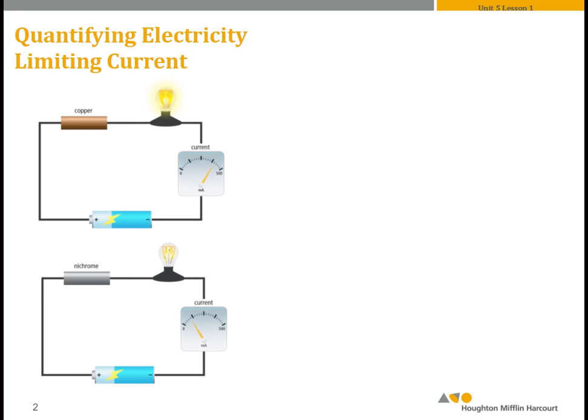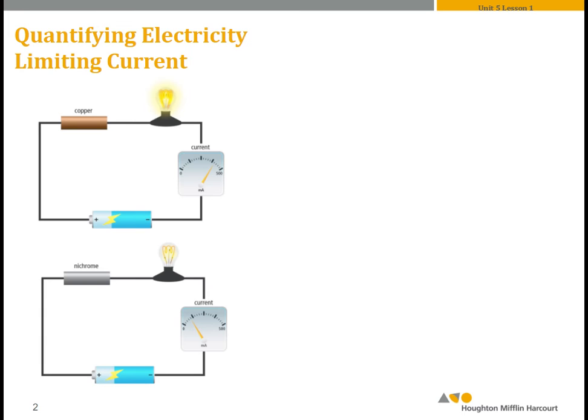Here we see two images. In each of these images, we have a battery. We have a wire attached to the battery on both terminals, and before the electric current enters the light bulb that's also in each image, it passes through a cylinder. On the top image, we see a copper cylinder, and on the bottom image, we see a cylinder made of a metal alloy called nichrome.